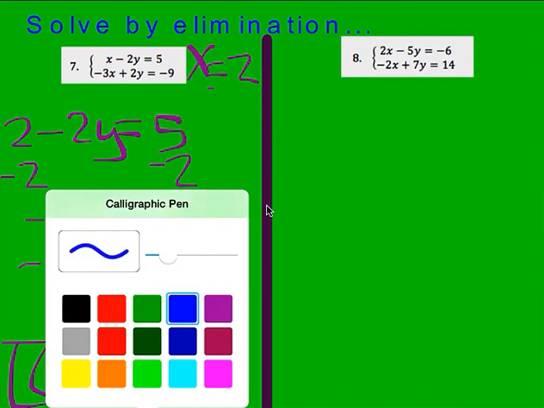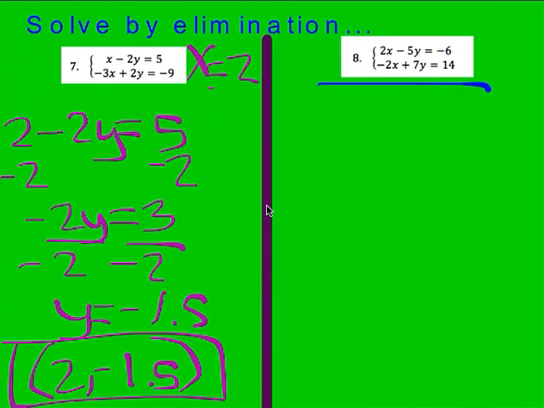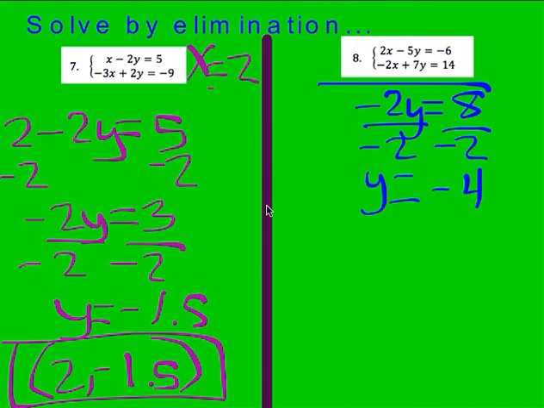Now, let's take a look at number 8. So we have 2x minus 2x, and that's going to cancel out. So negative 5y plus 7y is going to be a 2y. And then negative 6 plus 14, well, that's going to give me 8. So then I'm going to divide both sides by negative 2, and I get that y is equal to a negative 4. Okay, so y is equal to a negative 4.